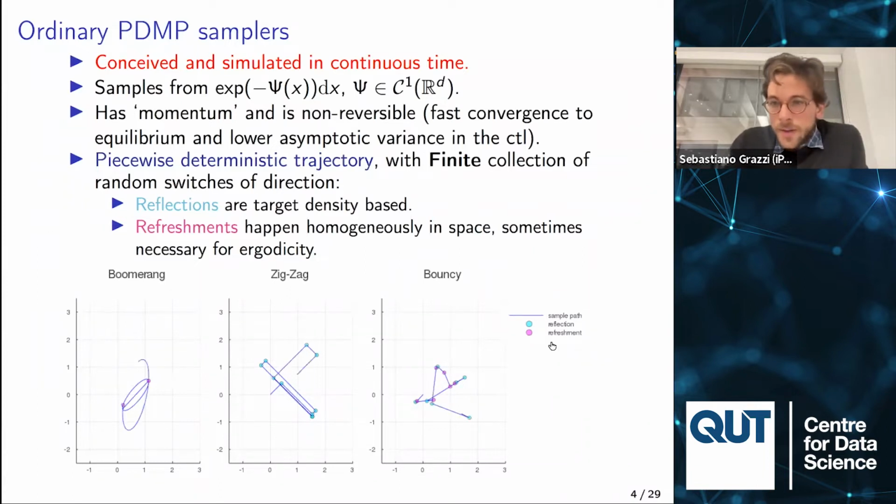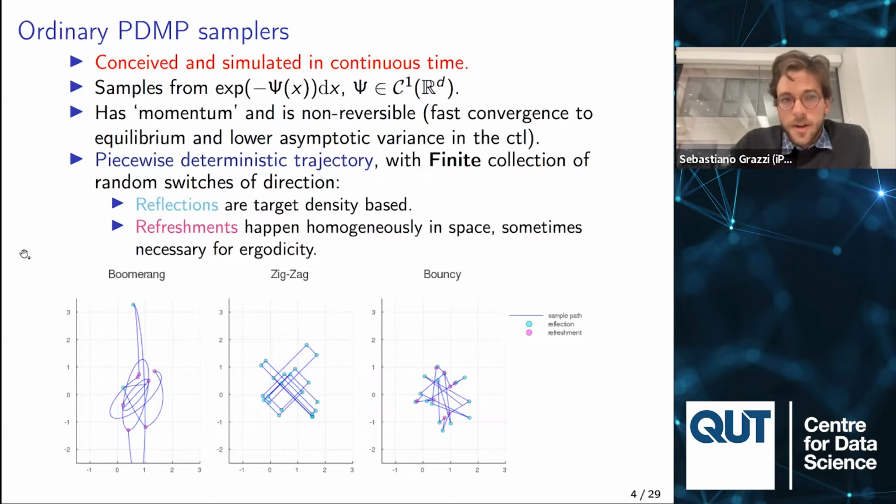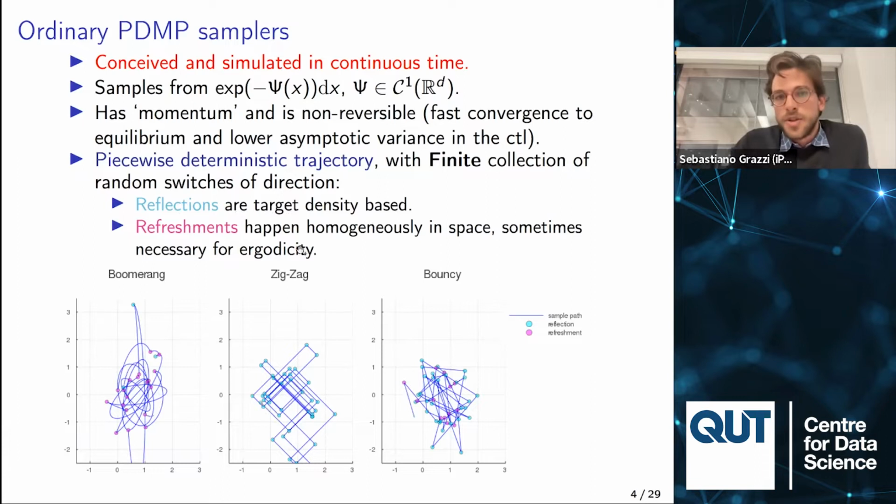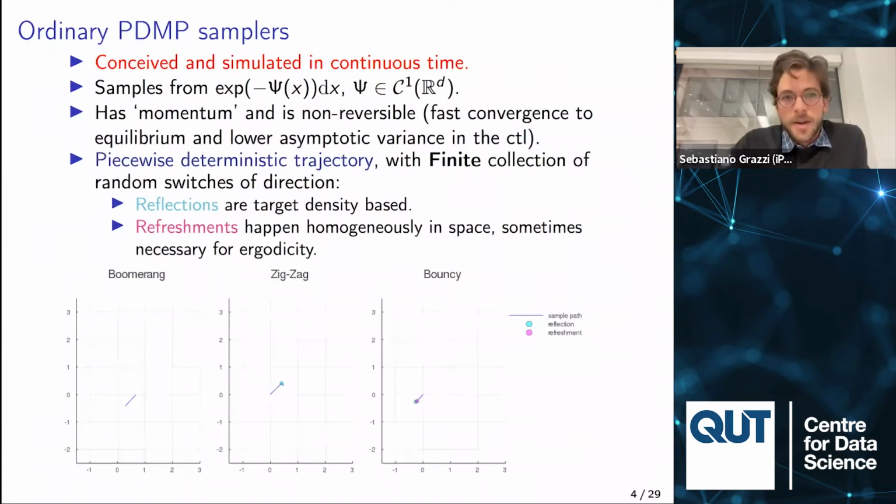Here in this illustration, I have two different kinds of random times. One are called reflections, which make sure that essentially the process is targeting the right measure. And the other ones are refreshments. So sometimes they are needed. For example, in the first and the third sampler, they are needed. Sometimes they are not, and they just make sure that the process is ergodic. Essentially, at some times we just refresh completely the velocity in such a way that the process can go from everywhere to everywhere, essentially.